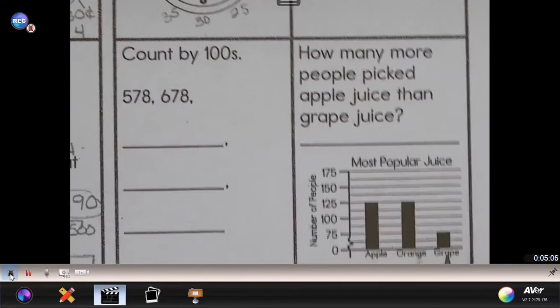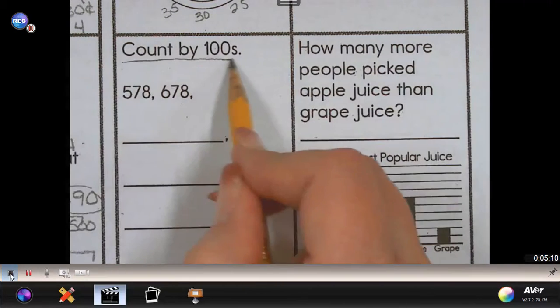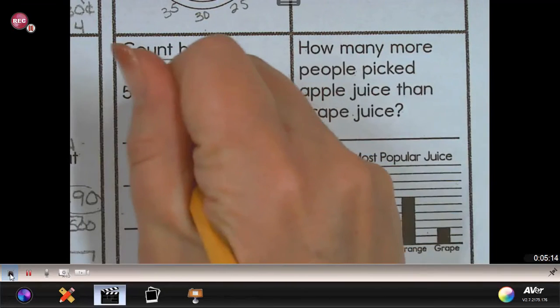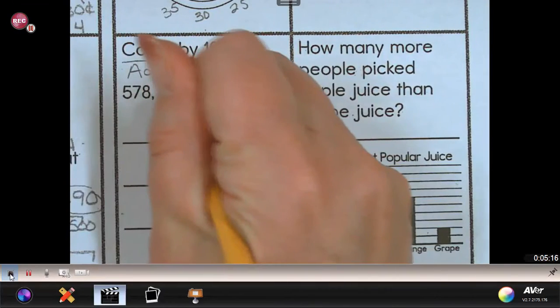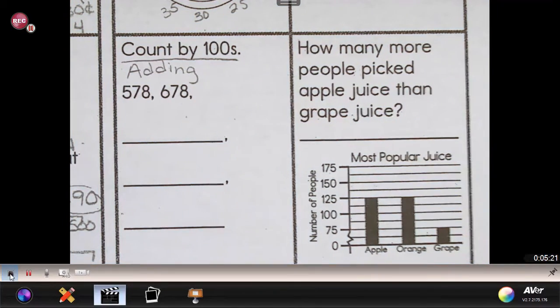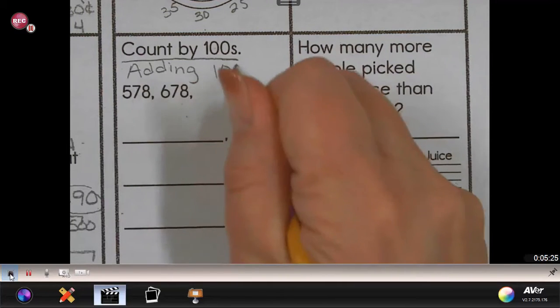Our next problem has to do with looking at patterns, which we've been working on. It says count by hundreds. And really, to me, it's not counting by hundreds, but adding 100 each time. Because when you count by hundreds, you're actually counting 100, 200, 300. But here we're adding 100 each time.